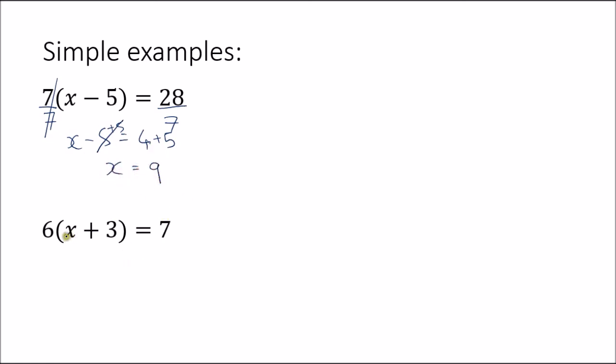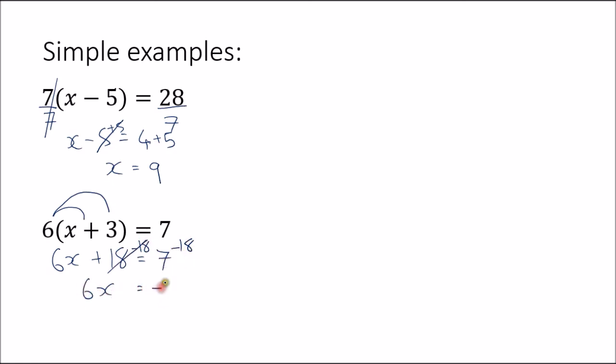With this example down here, that's not the case. 6 doesn't go into 7. So rather than trying to divide, I'll just expand my brackets as my first step. 6 times x is 6x. 6 3s are 18 equals 7. I'm going to subtract 18 from both sides. They will cancel. I'm left with 6x equals 7 minus 18.